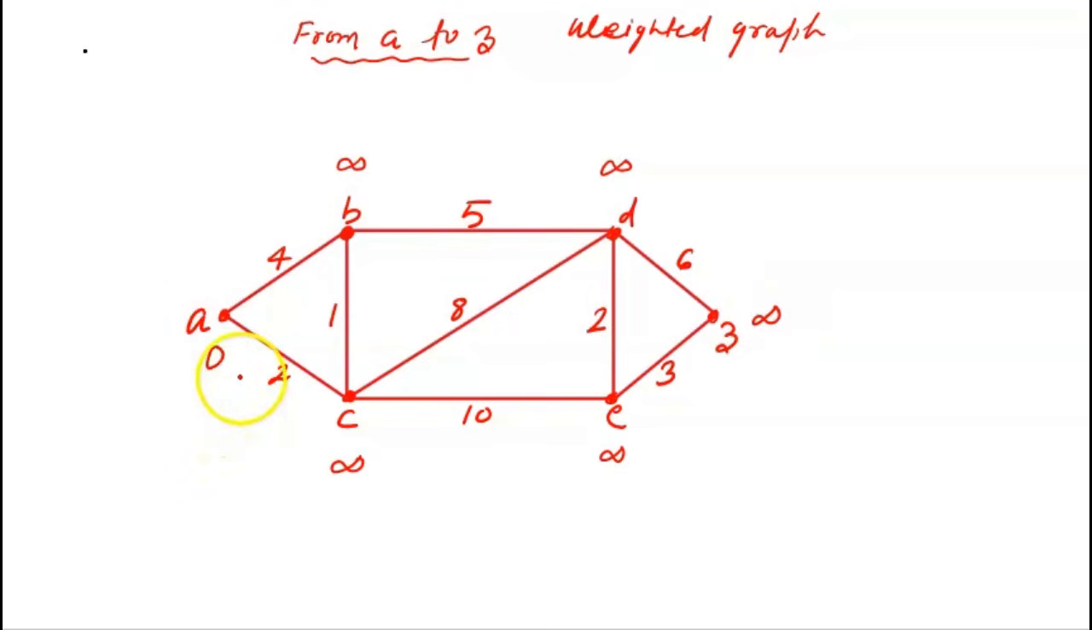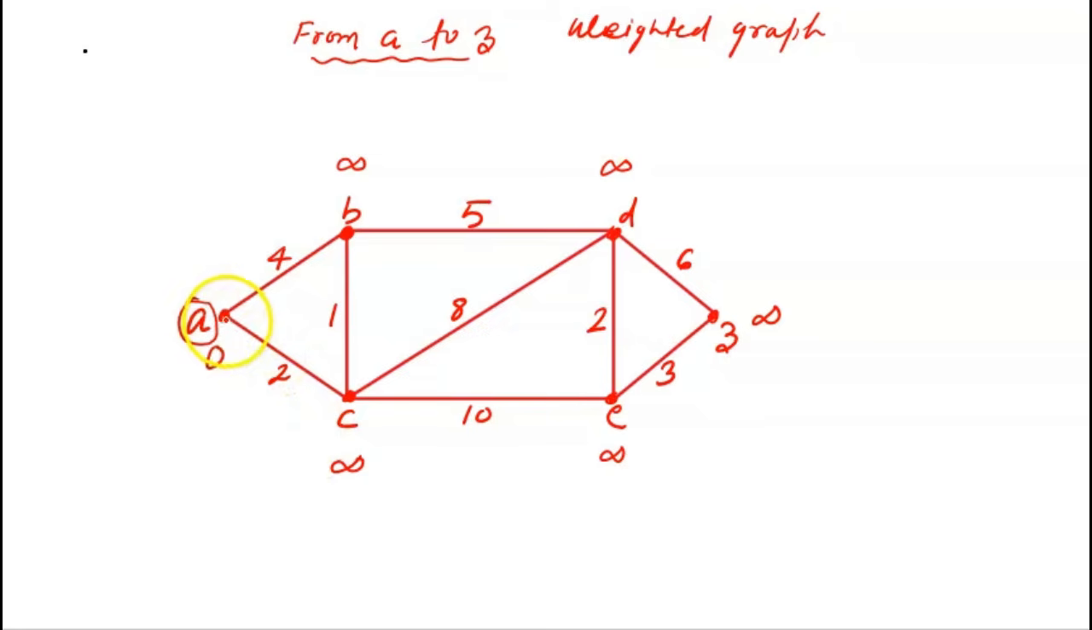In the next step, since we are starting at A, we are going to block the vertex A, because blocking means that we are not going back to this vertex. Since I am starting at A, there is no point going back to it. Now what is the first step?